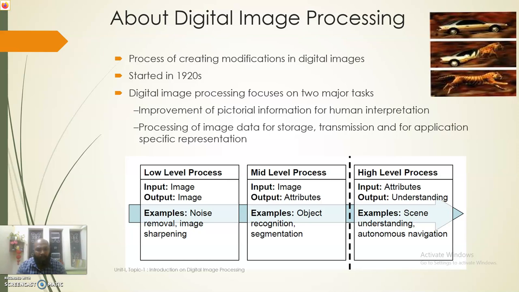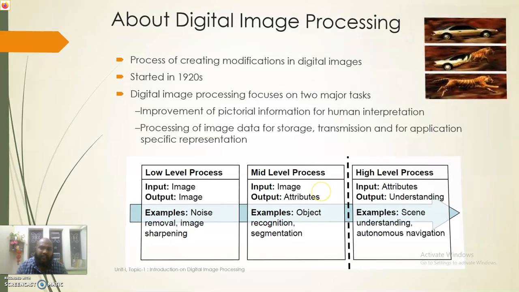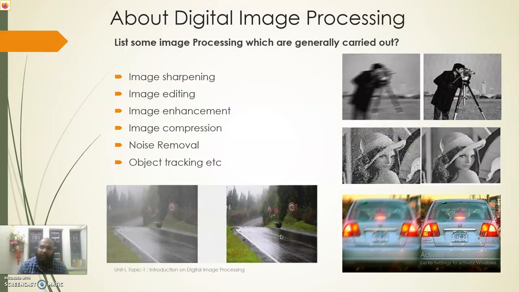With these motives, we have designed various digital image processing systems, and with the help of these systems, we are carrying out various levels of processes. It can be said as low level process, mid level process, high level process. So we can have different sorts of processes in images. We can see some of the processes we are carrying out.